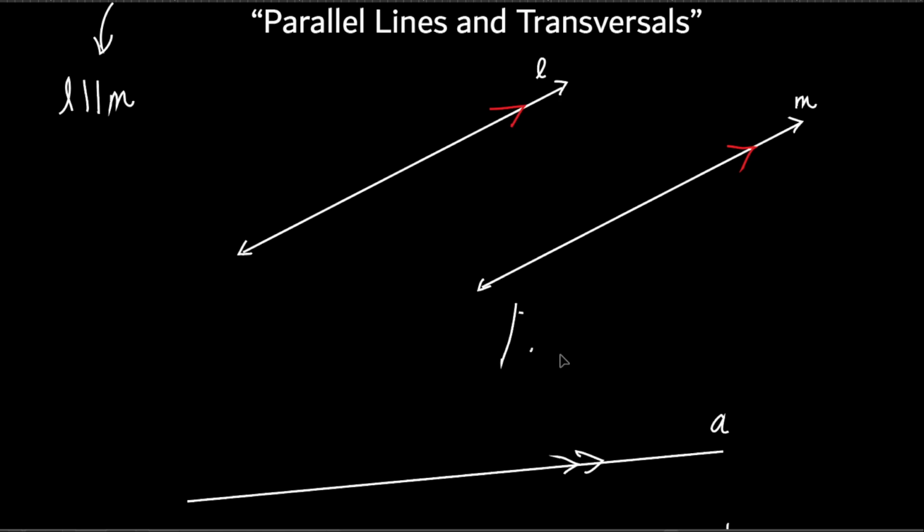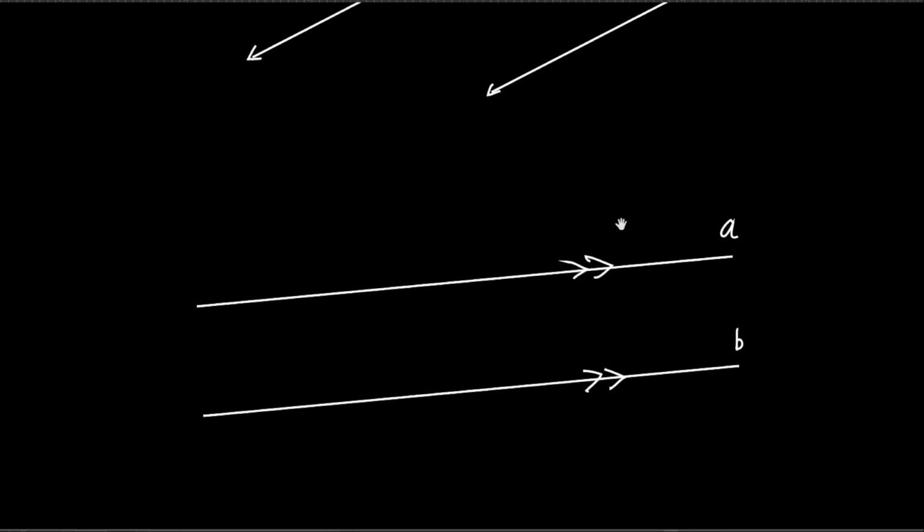So if I have different lines in here, and I want to know which ones are parallel, well, the ones with one arrow are parallel to each other, and the ones with two arrows are parallel to each other. We good? And how would I write this? Right here. How would I write that they're parallel?